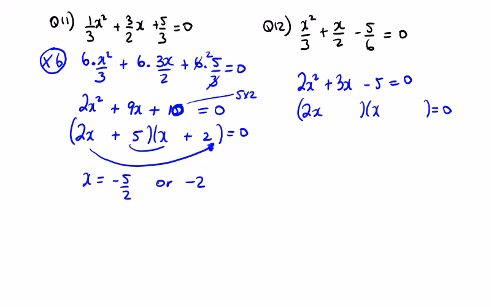Where does my 5 go and where does my 1 go? Again, I put the biggest number, the 5 here, and you can see that it's not going to work. So the 5 has to go there and the 1 has to go there. Now, what are my signs? Plus sign with the big number, minus sign here. Does it work? Minus 2x plus 5x is 3x. So x is equal to minus 5 over 2 or plus 1. Practice these questions.